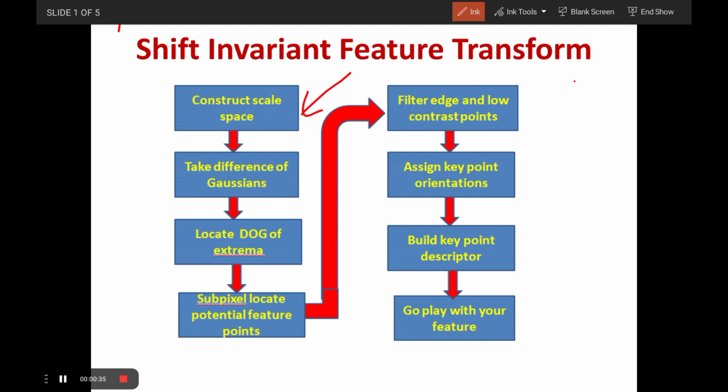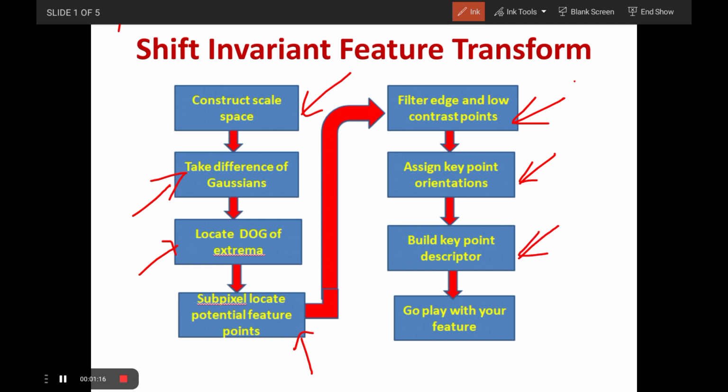So you have to create a scaled image, then take the difference of Gaussians and locate the DOG extrema. That means based on the extrema points, you can locate the potential feature points, and you have to remove the edges and low contrast points of the corresponding images. Once you remove the edges and contrast points, you can assign a key point orientation to each key point based on the local gradient and build a key point descriptor for representation.